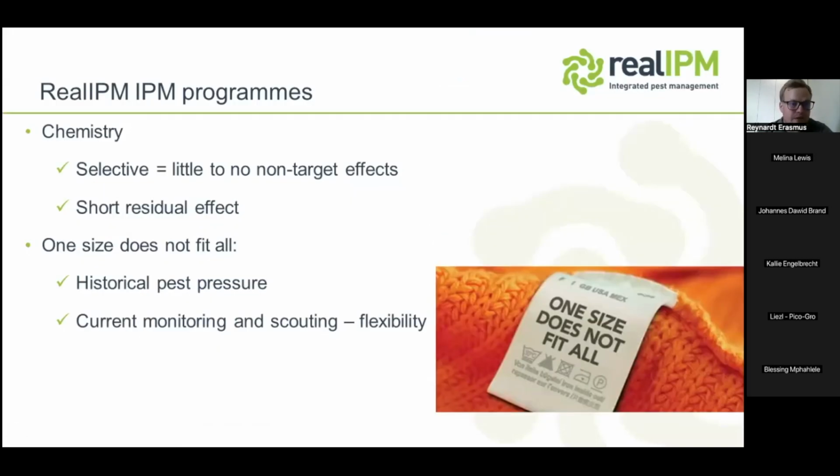So at realIPM, we look to use selective insecticides that have little to no non-target effects on our beneficial insects, with the shortest possible residual effect or residual period. This is, however, not a one-size-fits-all scenario. We do make use of historical pest pressure as well as monitoring and scouting, which also allows for flexibility during the season.